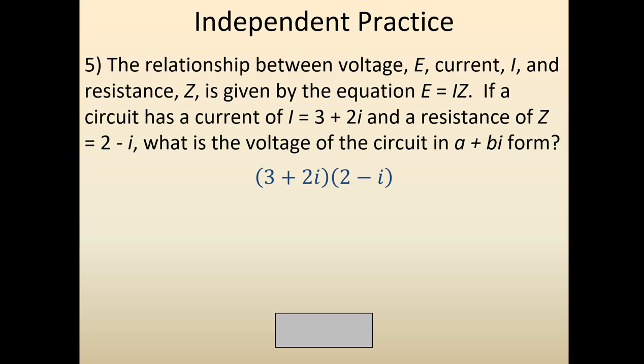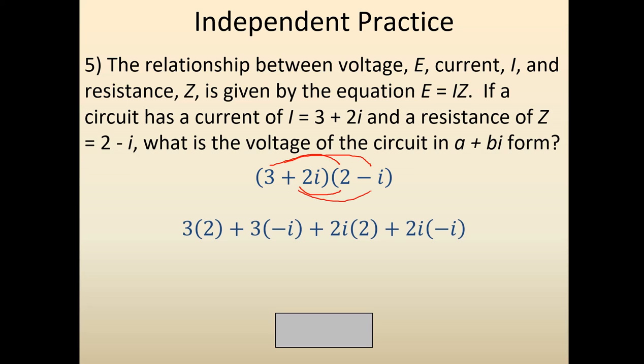Again, distribute the 3 and the 2i. So 3 times 2, 3 times minus i, 2i times 2, 2i times minus i. That simplifies to 6 minus 3i plus 4i minus 2i squared. I squared drops, turns into a plus. So 6 plus 2 is 8. Minus 3i plus 4i is plus 1i. So we get 8 plus i.